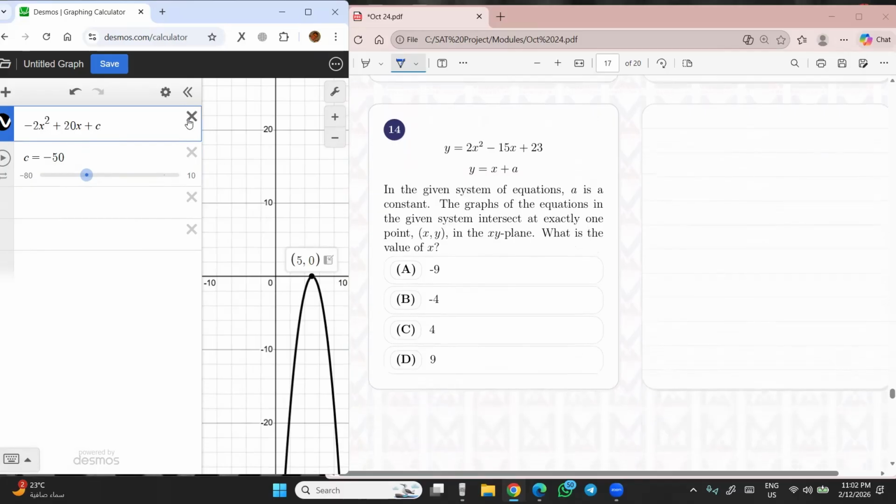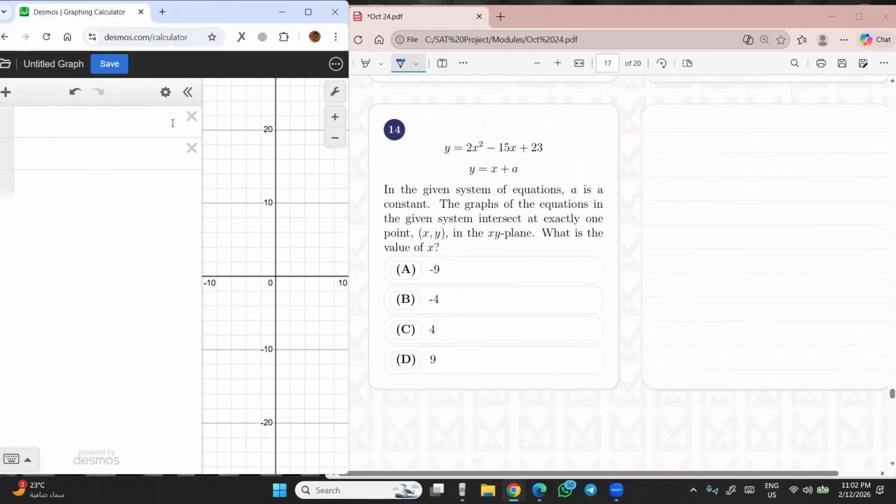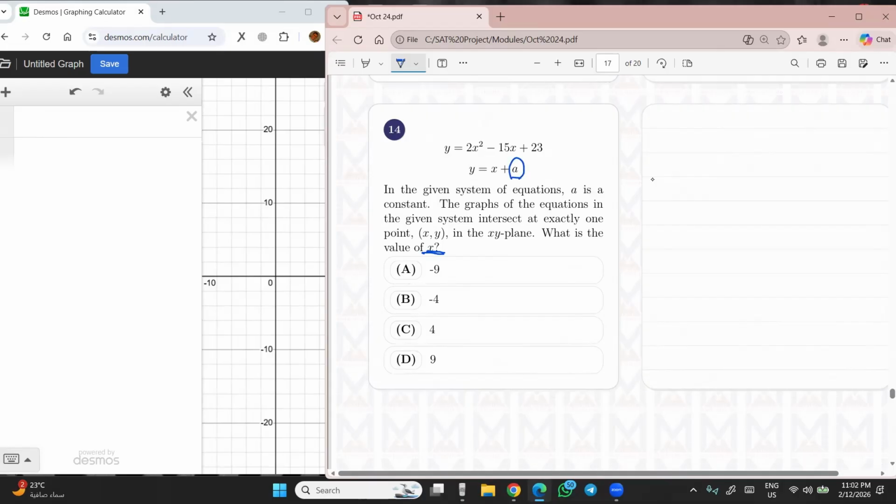Question number 14. We have a system of equations. One of them is quadratic and the other is a linear one. And we have a as a constant in the given system of equations. A is a constant. The graphs of the equations in the given system intersect also at 1 point. What is the value of x? So be careful. We need the value of x, not the value of a.